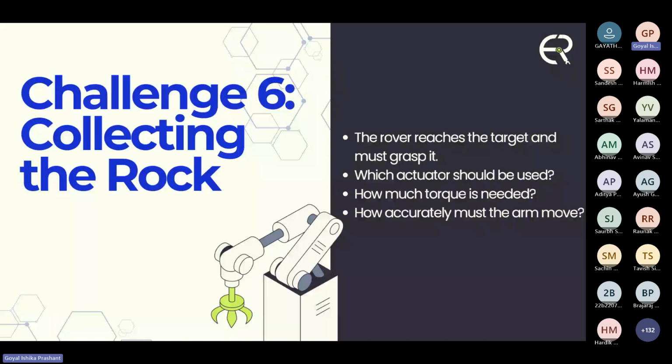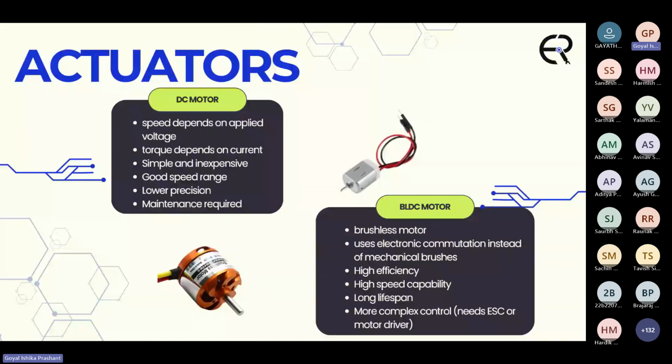So we have different kinds of actuators that the rover could use. The first kind is the DC motor. Now, how this works is that its speed is dependent on the applied voltage and its torque is dependent on the current. These motors are very simple to use and inexpensive, and they also have good speed range, but they have low precision and maintenance is required because of the way that its components function.